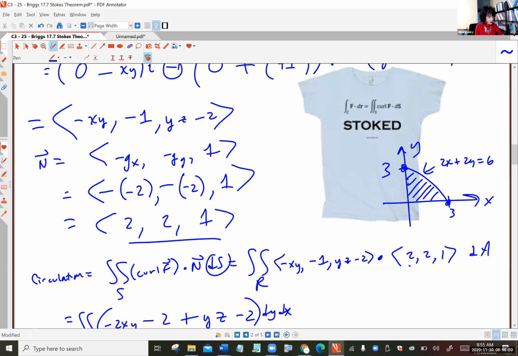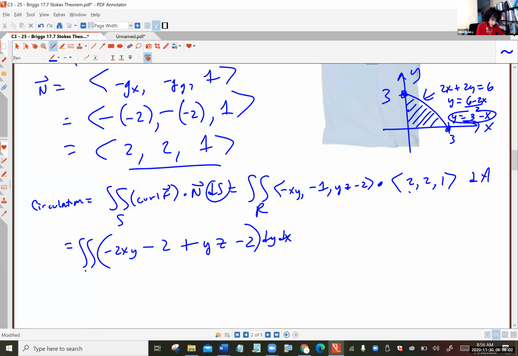And so you'll probably want to solve this for y. And when I do, I get y is equal to 6 minus 2x all over 2. But I can reduce this to lowest terms. y equals 3 minus x. So why is that important? Because when I iterate this double integral, I'm going to get 0 to 3 for the limits on x and 0 to 3 minus x for the limits on y.